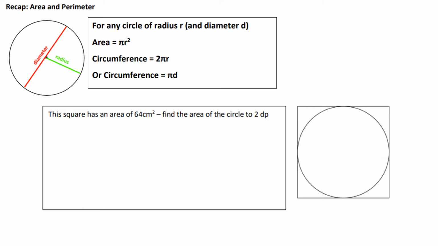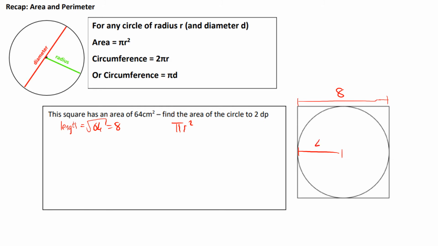So let's look at our first question. We've got a square with an area of 64. We want to find the area of the circle. To find the area of the circle, we're going to need to do pi r squared. To do that, we're going to need to know what the radius of the circle is. Now to do that, we're going to need to know the length of the square, and we can halve it. If the square has an area of 64, then it's got a length of the square root of 64, or 8, because 8 times 8 will obviously give me that 64.